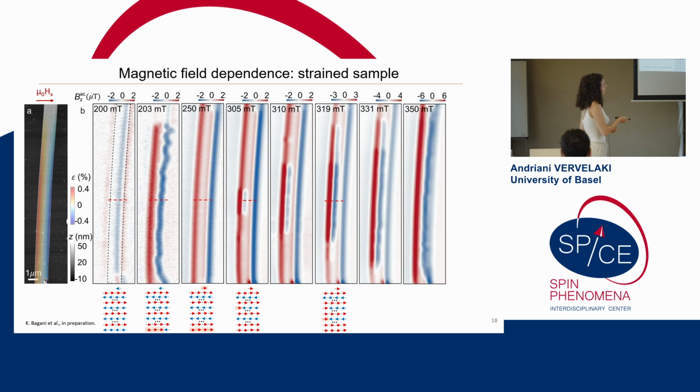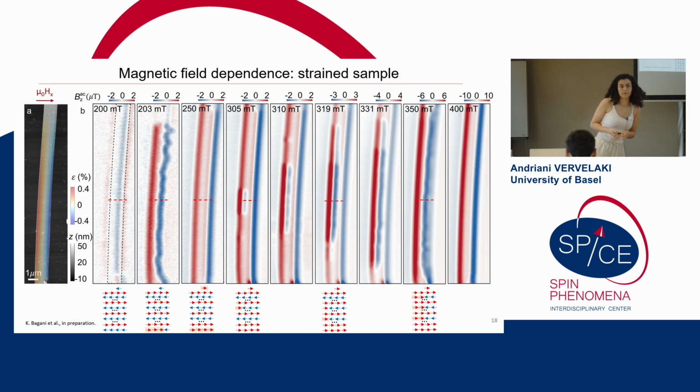Finally, increasing the field further, more layers are flipping. The contrast expands along the y-axis. And finally, at higher fields, goes towards the position of the compressive side. So it really follows the strain gradient that we see from our model. And finally, we're reaching a saturation at around 400 millitesla.